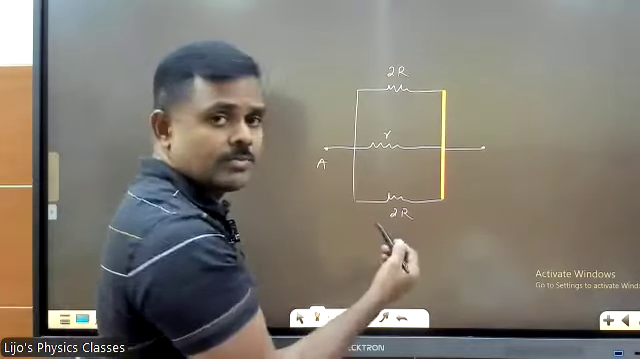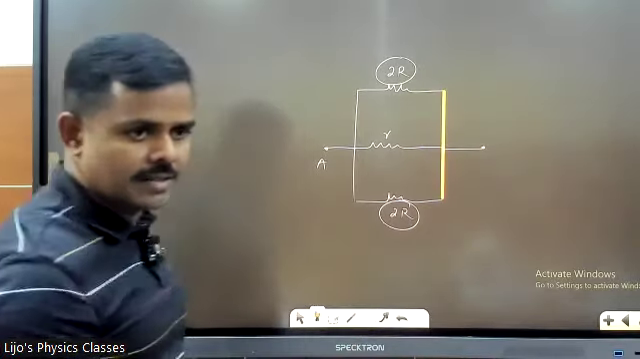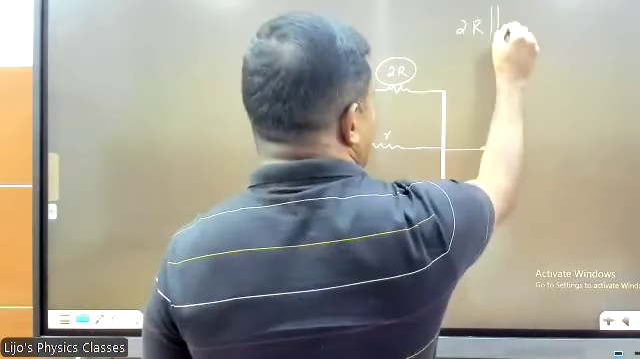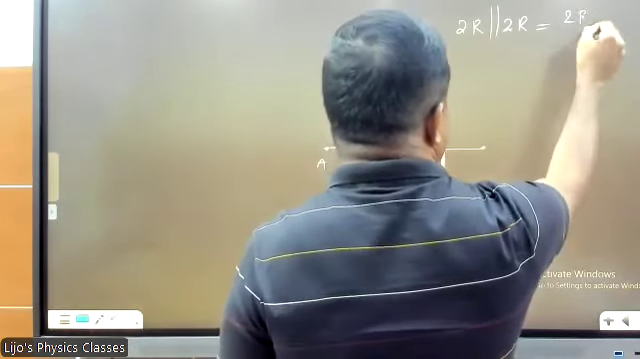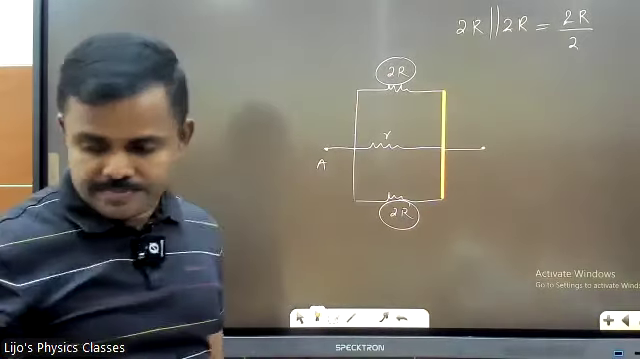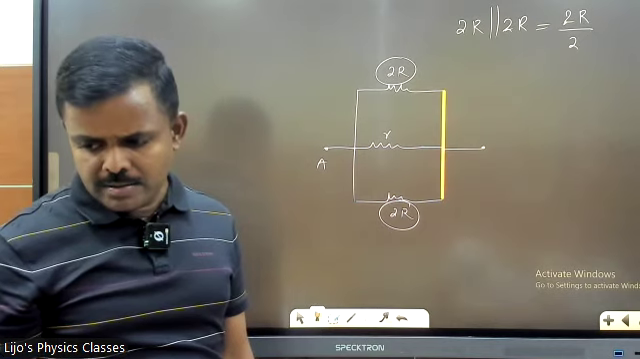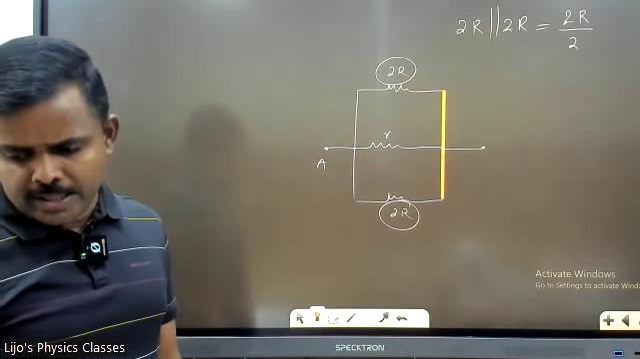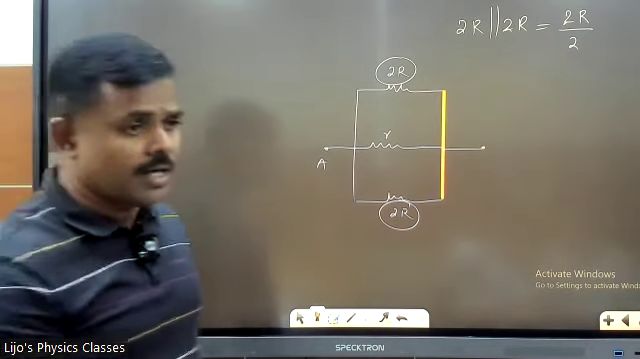So 2R. First is what? You take the identical ones. That will make your job easier, right? 2R and 2R in parallel. Can you tell me what? 2R parallel to 2R. I had told you that there is a shortcut. Take one resistance divided by number of resistors, right? Check it again, Lakshana. Right. 2R and 2R in parallel, it's going to be R, right? 2R by 2.